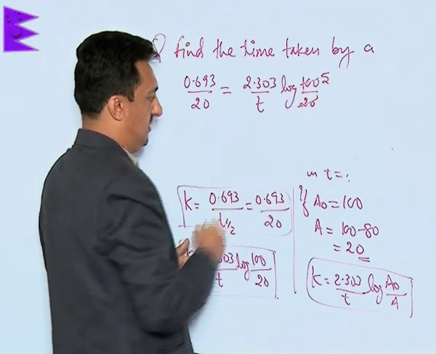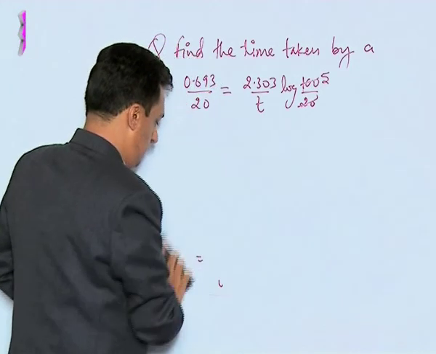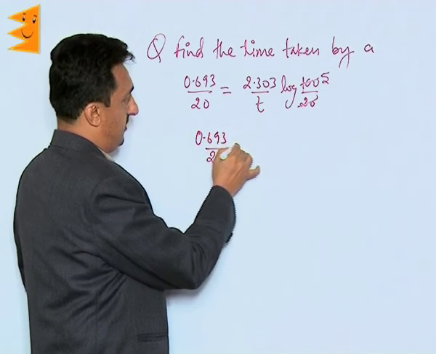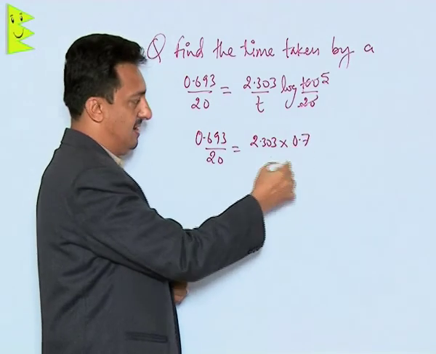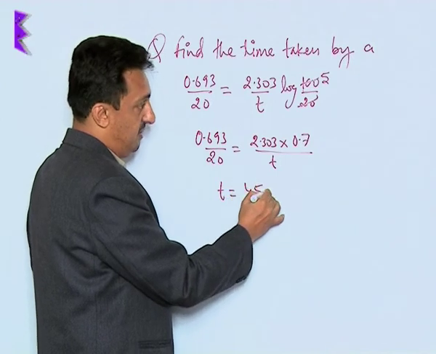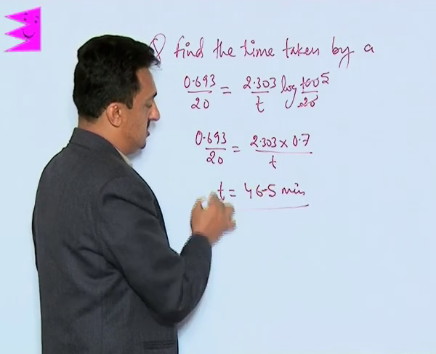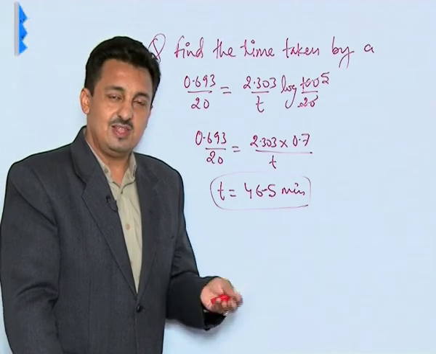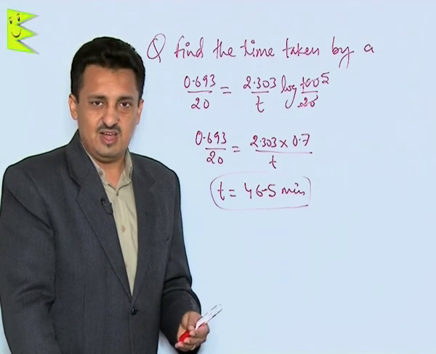So it is 5. Now this will become 0.693 by 20 equals 2.303 log 5, which is 0.699. We can make it as 0.7 upon t. So when we solve this, what we get is t as 46.5 minutes. So this is how we can use these integrated rate equations to find out not only the time but the amount of the reactant left, the rate constants, specific rate of reaction, etc.